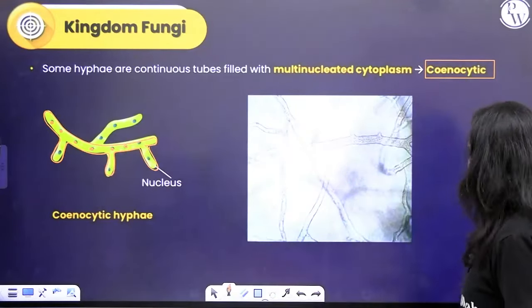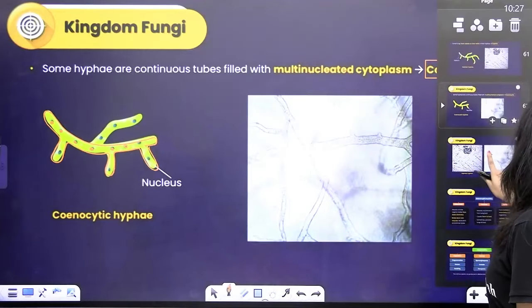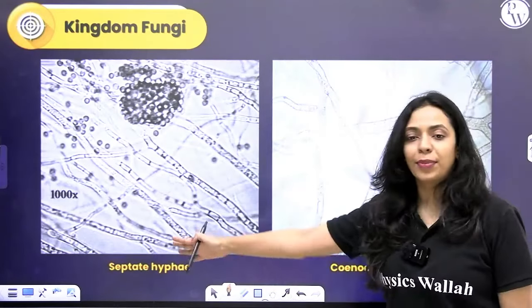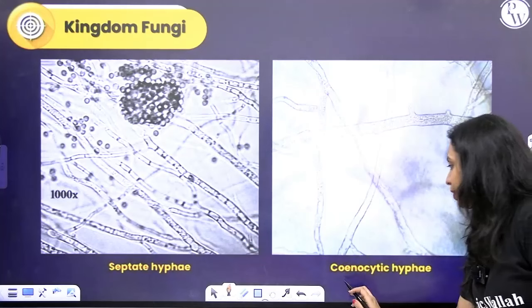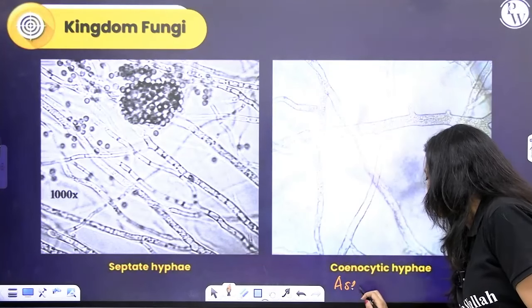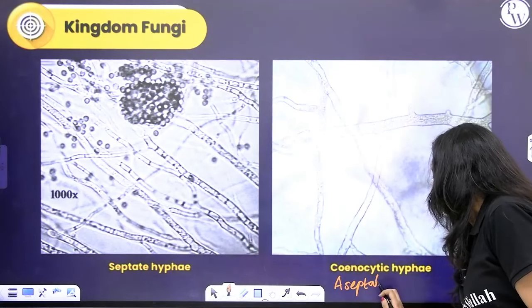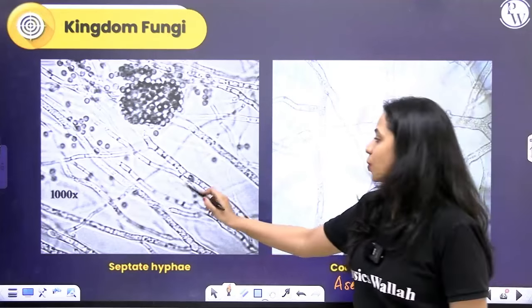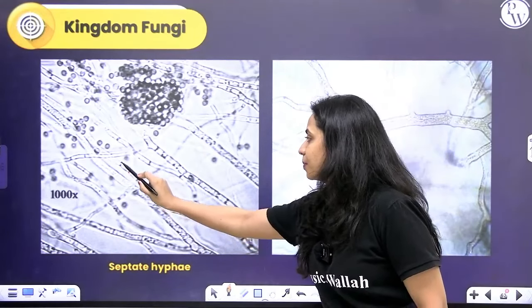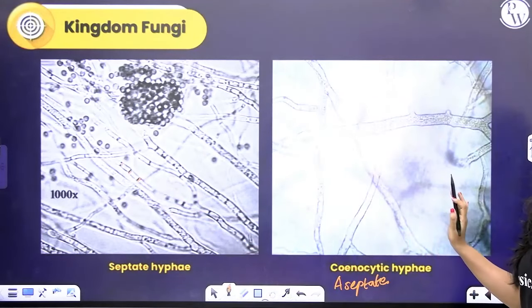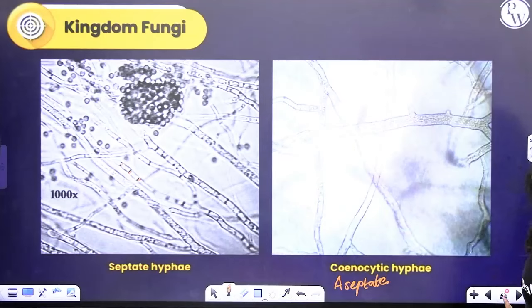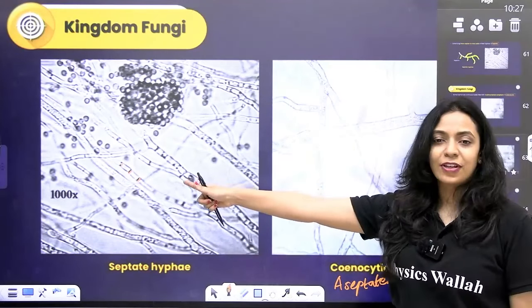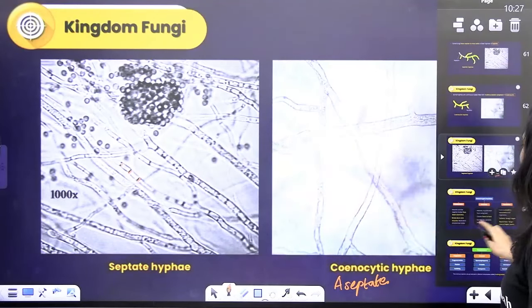the hypha. Now, here is a comparison between septate and aseptate or cenocytic hypha. This is also called aseptate, which means septa are absent. So here cross walls are clearly visible. See, over here it is not visible, it's not present. This is considered to be an advanced feature. This is considered to be a primitive feature of fungi.